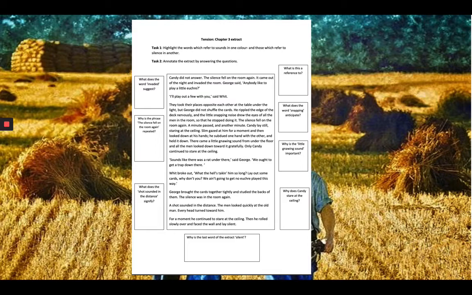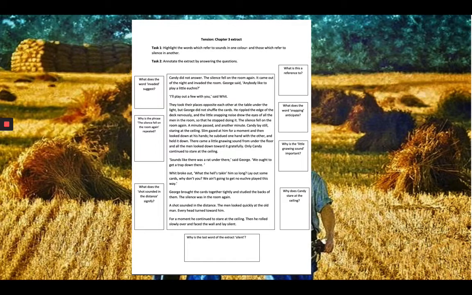So Candy did not answer. The silence fell on the room again. It came out of the night and invaded the room. George said, "Anybody like to play a little euchre?" "I'll play out a few with you," said Whit. They took their places opposite each other at the table under the light, but George did not shuffle the cards. He rippled the edges of the deck nervously, and the little slapping noise drew the eyes of all the men in the room, so that he stopped doing it.